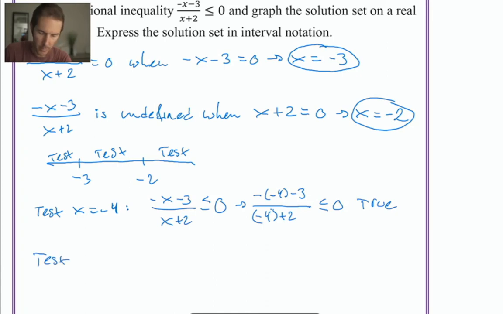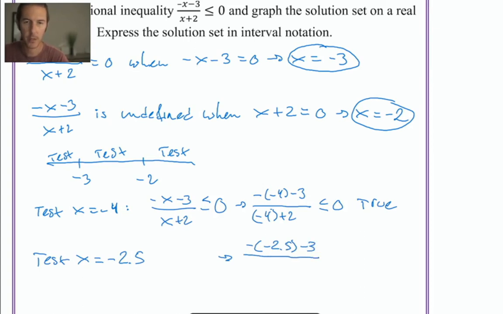Let's try an x value of negative 2.5. So we have negative 2.5 minus 3. So that's positive 2.5 minus 3, which is negative. And you've got negative 2.5 plus 2, which is still negative in the denominator also. So we've got negative over negative, which makes positive. So I'm not actually going to do out all the arithmetic. I don't really care. All I care is that this fails. This is false.